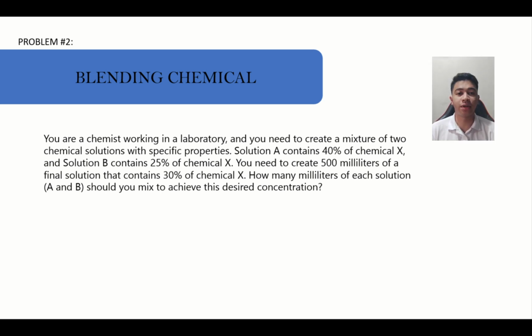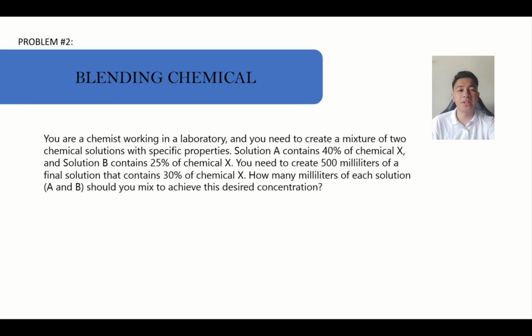You are a chemist working in a laboratory and you need to create a mixture of two chemical solutions with specific properties. Solution A contains 40% of chemical X and solution B contains 25% of chemical X. You need to create 500 milliliters of a final solution that contains 30% of chemical X. How many milliliters of each solution A and B should you mix to achieve this desired concentration?